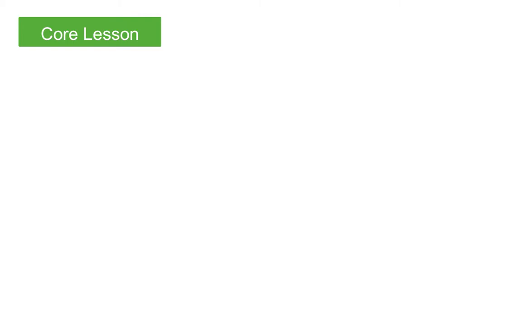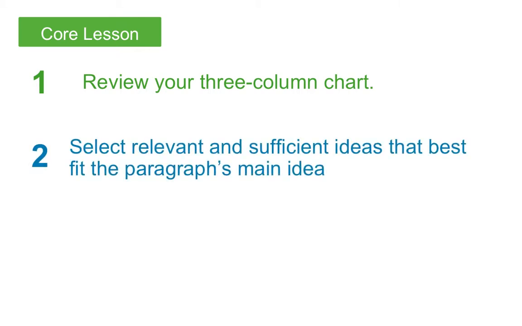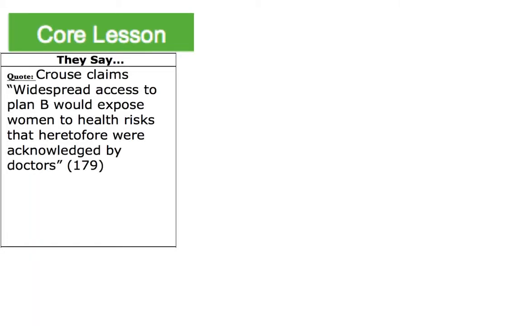Here are your 4 steps to this lesson. We will review our 3-column chart. Select relevant and sufficient ideas that best fit the paragraph's main idea. Draft your ideas into a paragraph while keeping the audience in mind. It is important to review your notes before moving on to the next step, in case you can think of something else to add, and while you read, you can also be considering which ideas are your strongest.